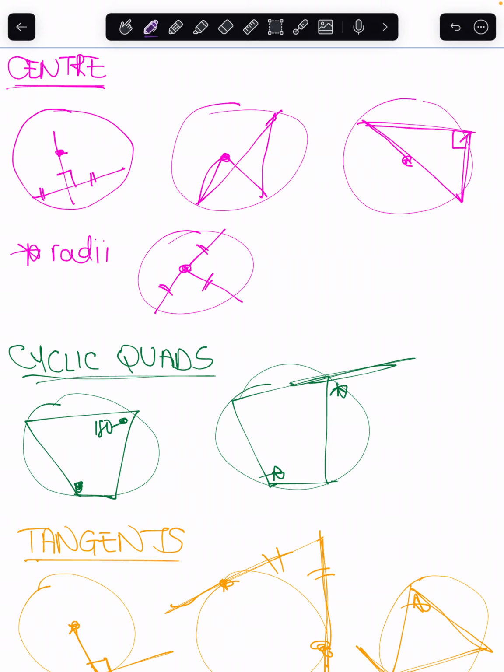And kind of related to that, if I have a center, then I might have a diameter. So look out for diameters and whether those diameters are subtending angles at the circumference, because then you know it's a 90-degree angle. So that's this relationship over here.